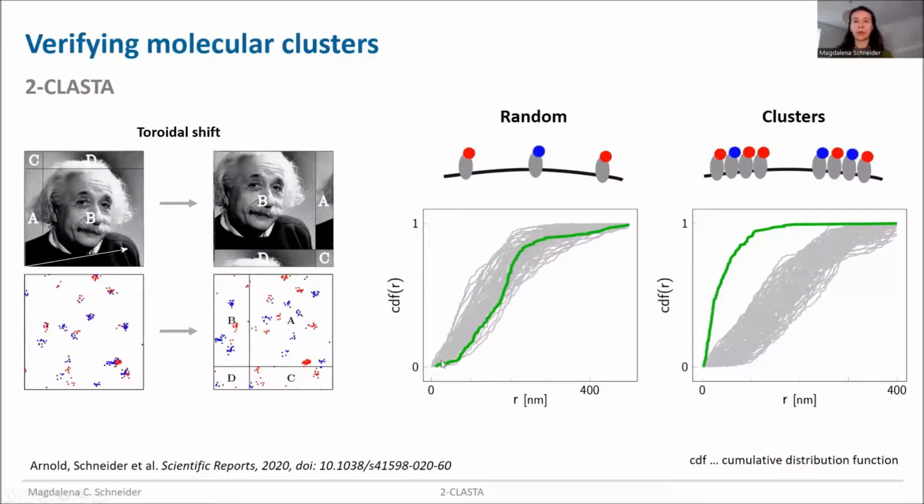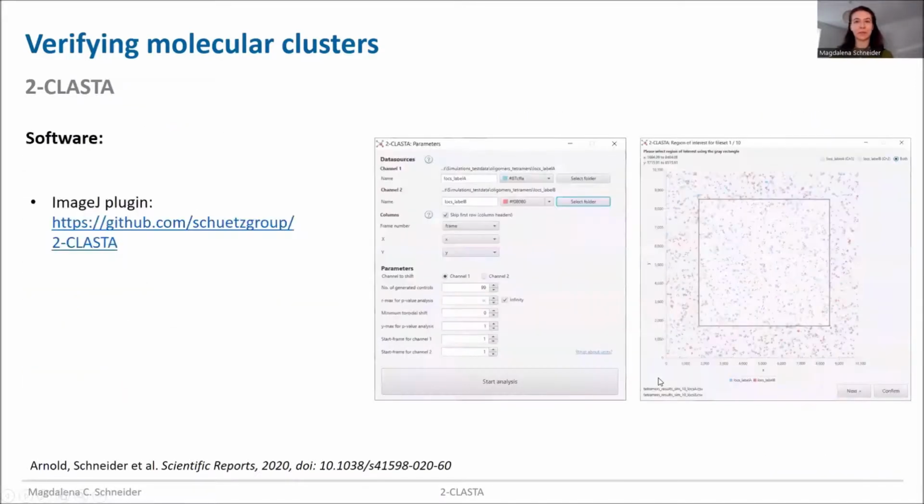For the random case, your original data, the green line, lies well within all the gray curves, whereas here you see a clear bias towards shorter distances. And based on these curves, you can also determine a p-value in the end.